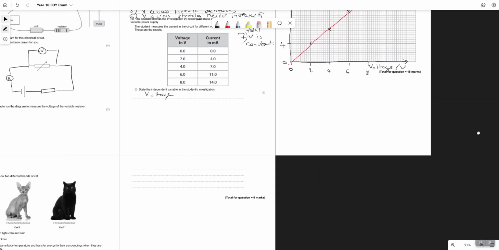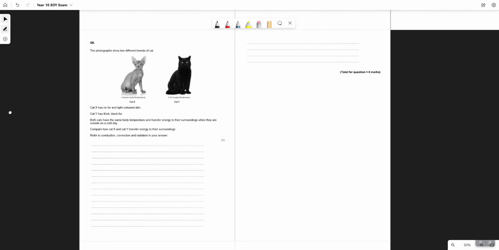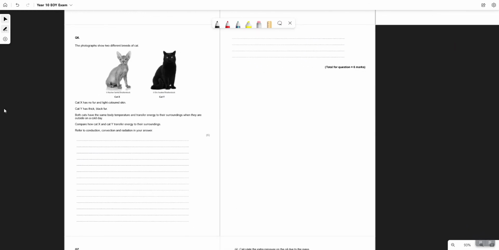Yeah. Okay, cool. Right. Number 6. Got 2 cats, light coloured skin and no fur, thick black fur. Both cats have the same body temperature and transfer energy to their surroundings when they are outside on a cold day. Compare how cat X and cat Y transfer energy to their surroundings.